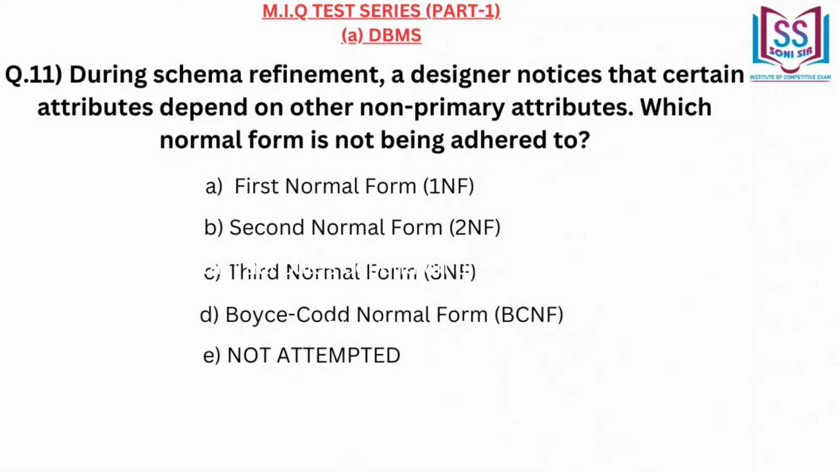During schema refinement, a designer notices that certain attributes depend on other non-primary attributes. Which normal form is not being adhered to? A. First normal form. B. Second normal form. C. Third normal form. D. Boyce-Codd normal form.